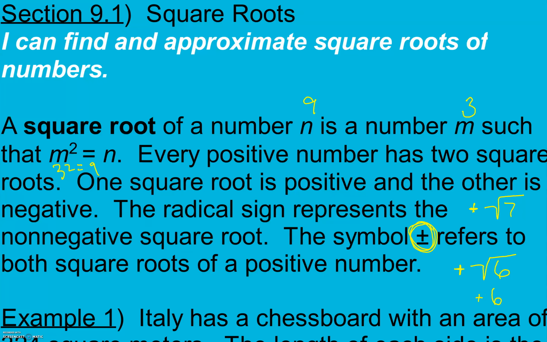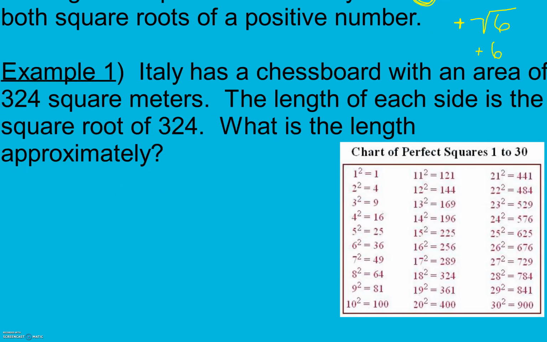Same idea there. So in example 1, Italy has a chessboard with an area of 324 square meters. The length of each side is the square root of 324. What is the length approximately? Here what it's telling us, guys, is that we have a square and each side is the square root of 324. We're looking for what number we can square to get to 324. What number times itself gives us 324?